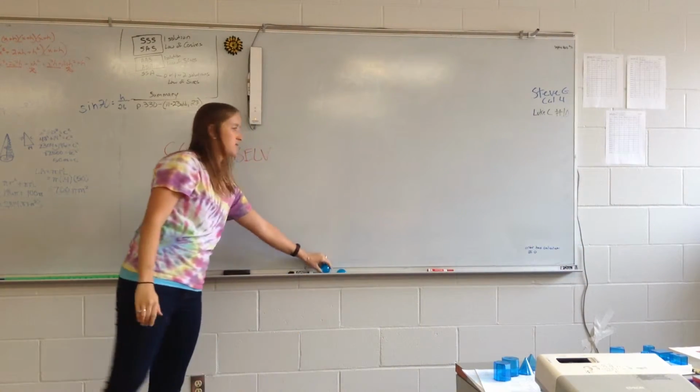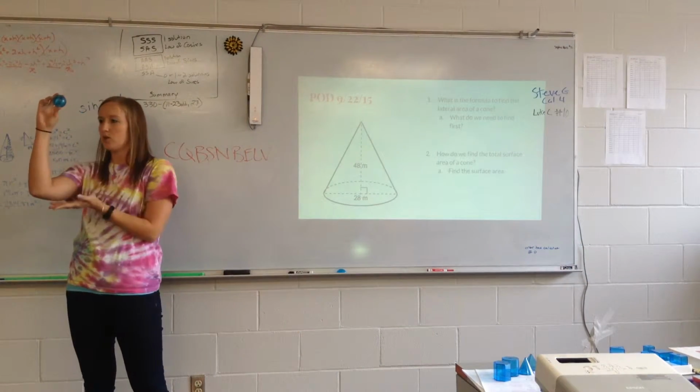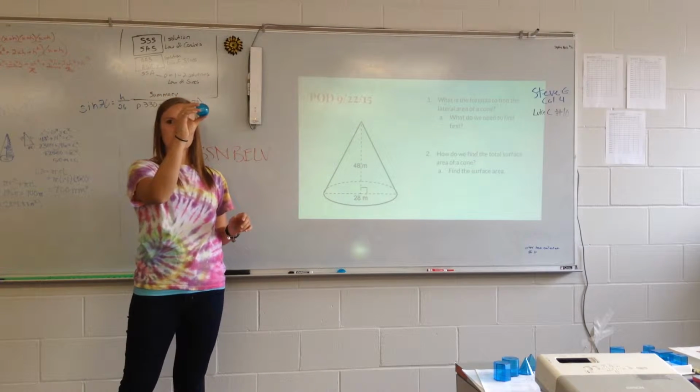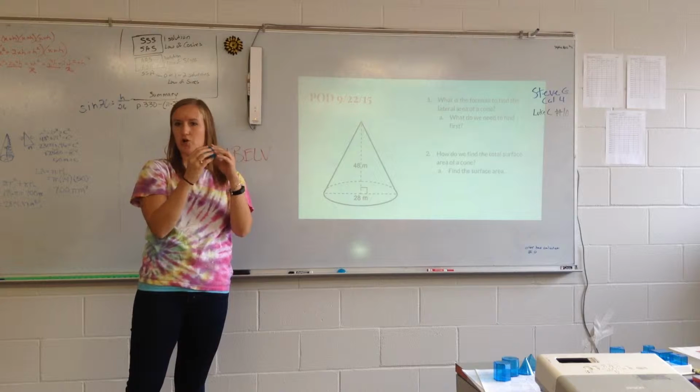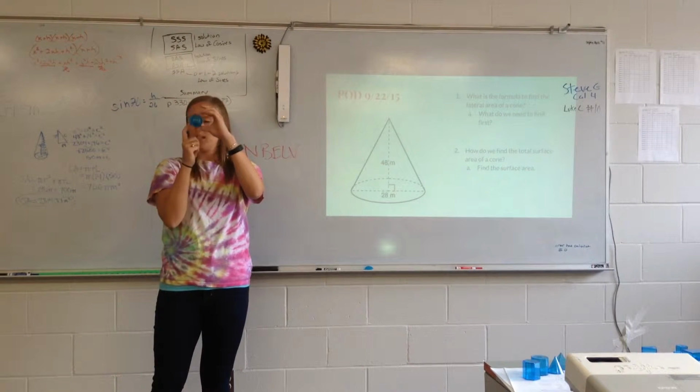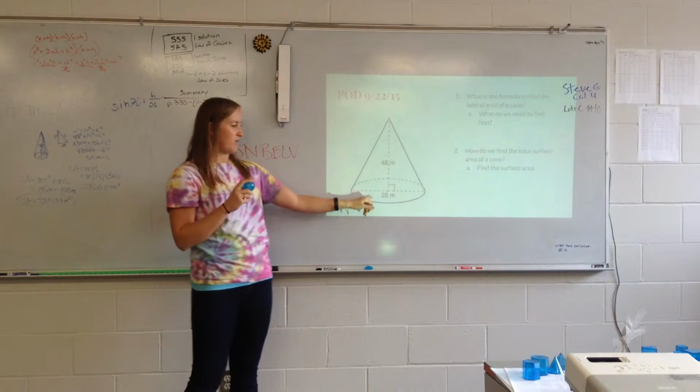What's unique about the sphere? Our cylinder had 2 circle bases, right? What's unique about the sphere? It doesn't have any bases. There's no bases, there's no flat polygons for a side, right? So how are we going to find the area of this surface area?